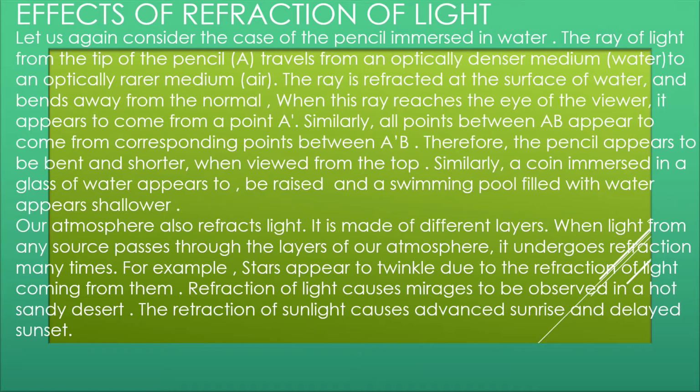Similarly, a coin immersed in a glass of water appears to be raised, and a swimming pool filled with water appears shallower. Our atmosphere also refracts light. It is made of different layers. When light from any source passes through the layers of our atmosphere, it undergoes refraction many times. For example, stars appear to twinkle due to the refraction of light coming from them. Refraction of light causes mirages to be observed in a hot sandy desert. The refraction of sunlight causes advanced sunrise and delayed sunset.